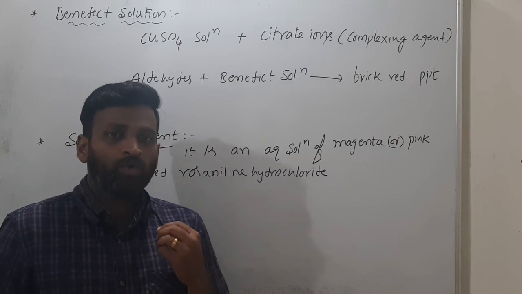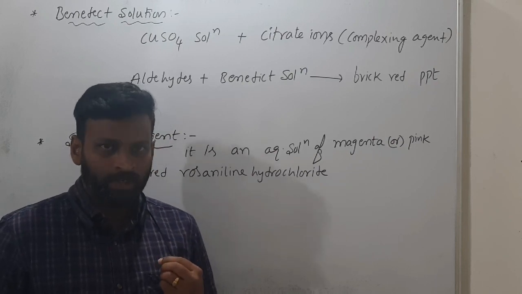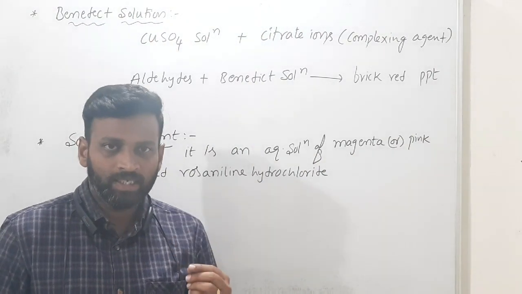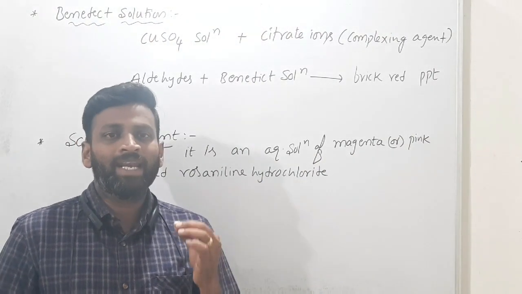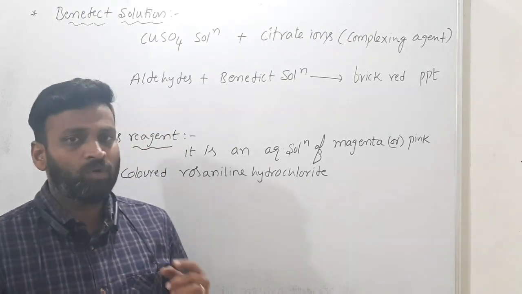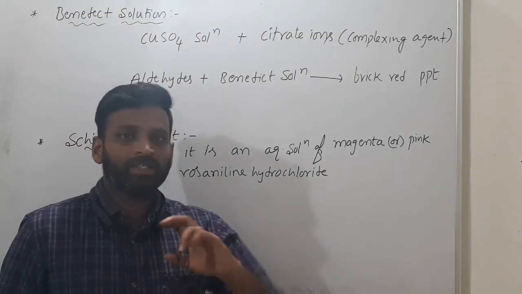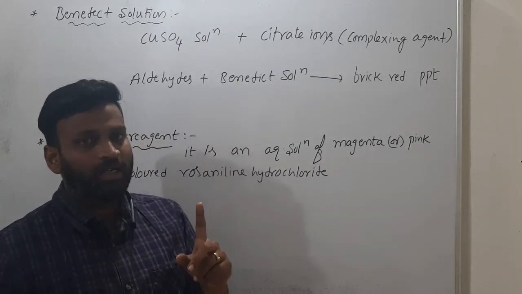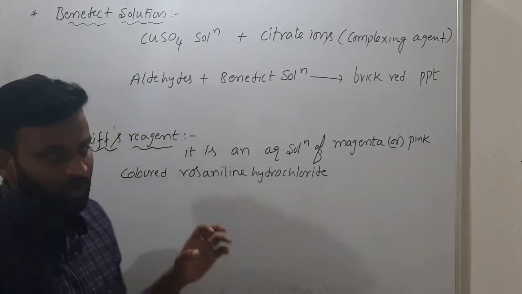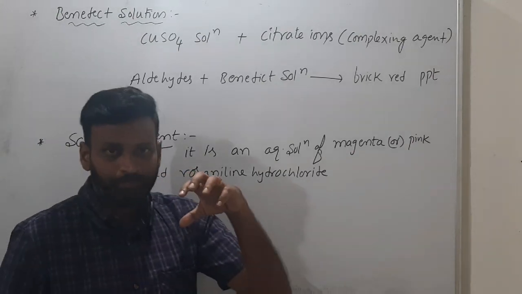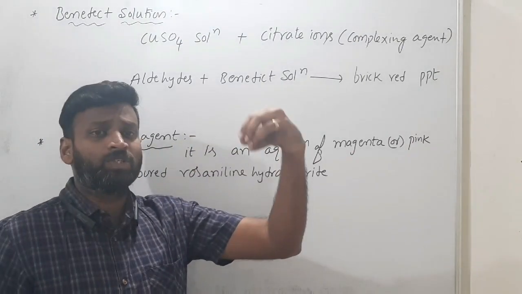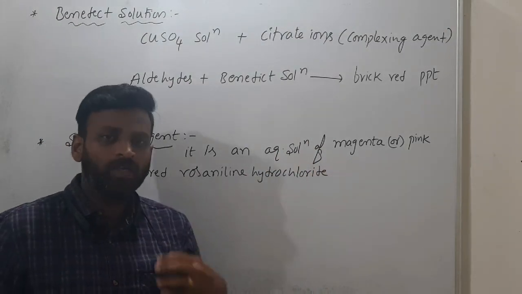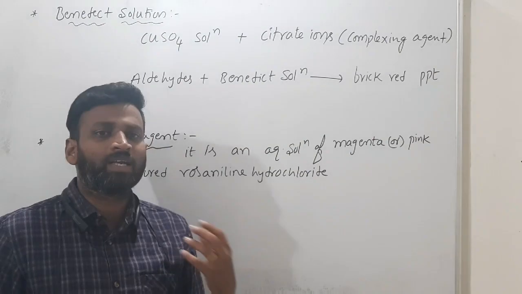Okay, so who will give a positive test with weak oxidizing agents like Tollens reagent, Fehling solution and Benedict solution, and one more, Schiff's base. Yesterday I gave the test with Tollens reagent and the test with Fehling solution. Aldehydes give a positive test with Tollens reagent, like a silver mirror. What is Tollens reagent? Ammoniacal silver nitrate.